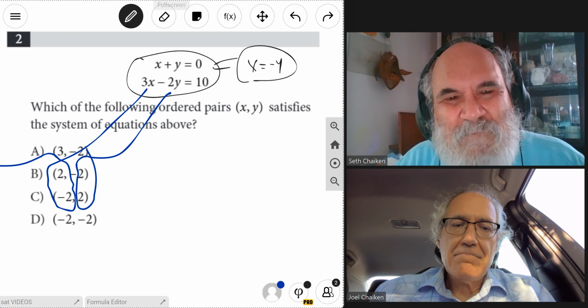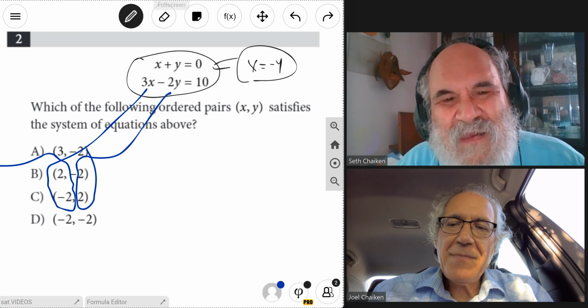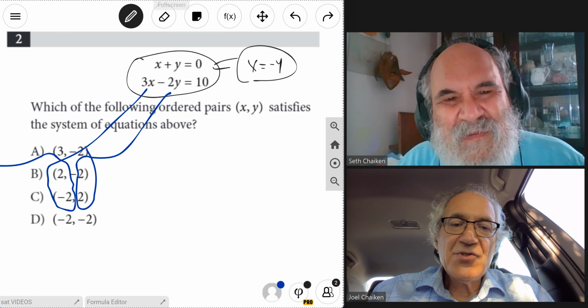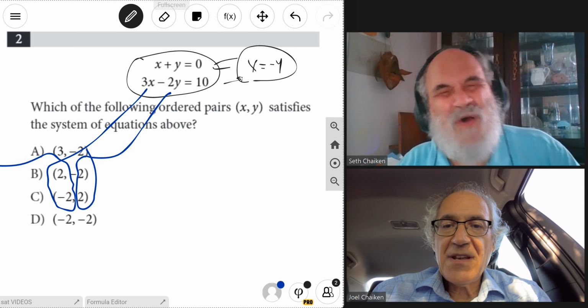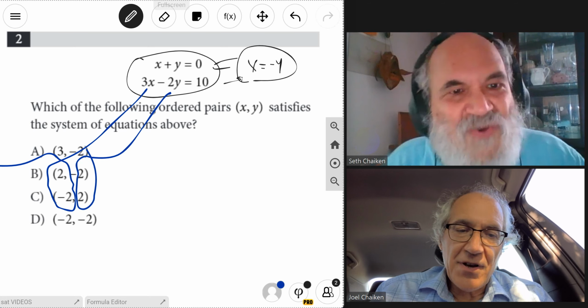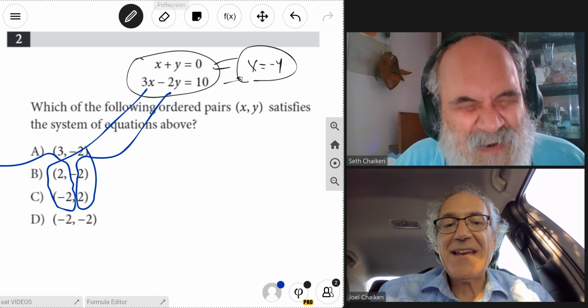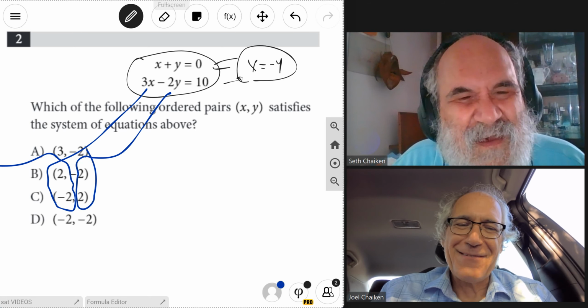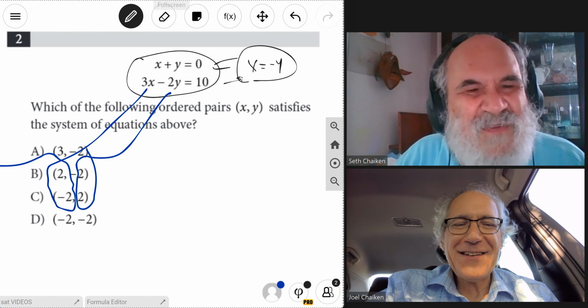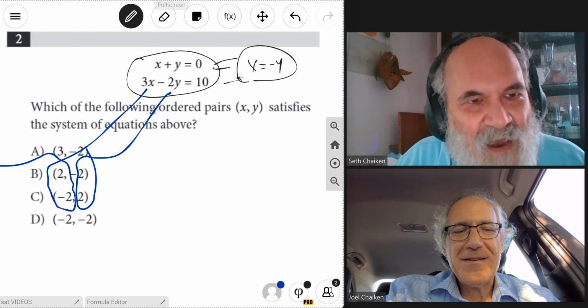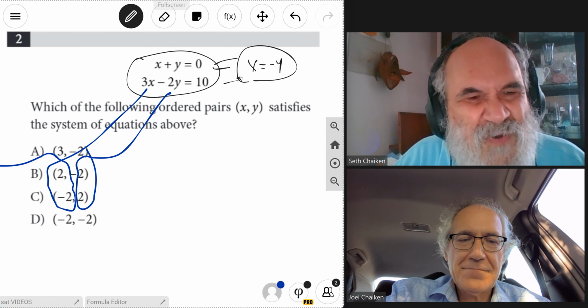Did you want to mention the thing, like, let's say you don't immediately see that x equals negative y, so x plus y is 0? You want to talk a little bit about how, if you don't see that immediately, you can still salvage yourself out of this problem? Absolutely. Suppose you don't see that immediately, and so you don't see this.